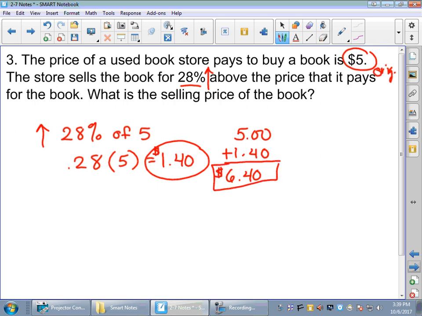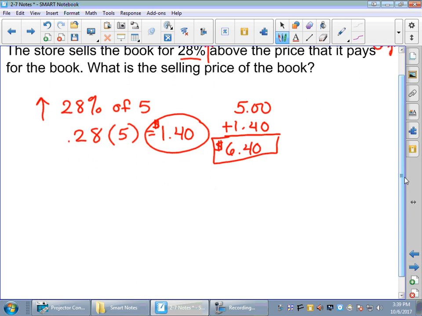Now, another way to do the same problem is to look at that 28% and say if they're going to charge 100%, they just charge $5. They wouldn't make any money, but that's 100% of the book price. But instead, they're going to mark it up 28%. So really what they're paying is 128% of the book price.